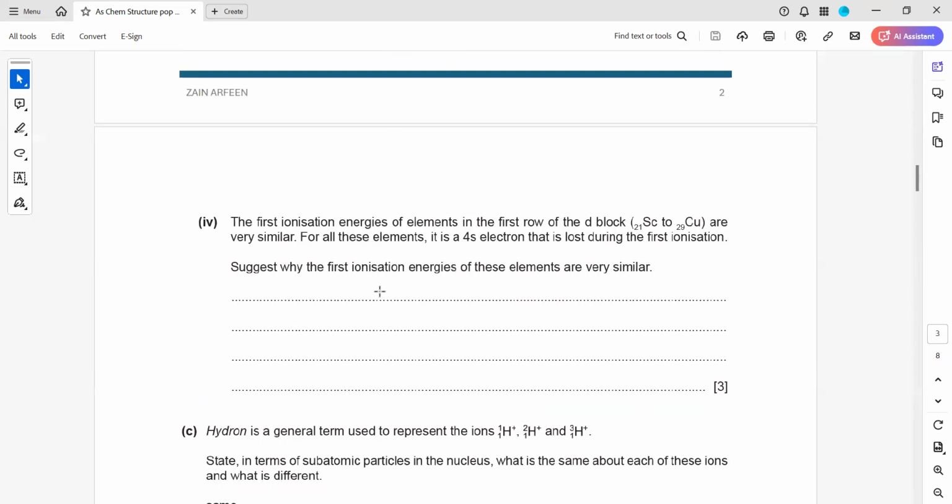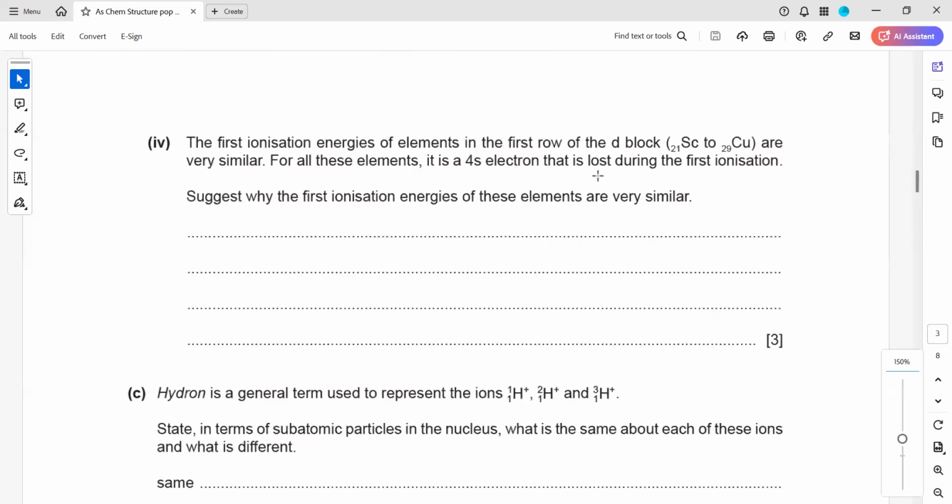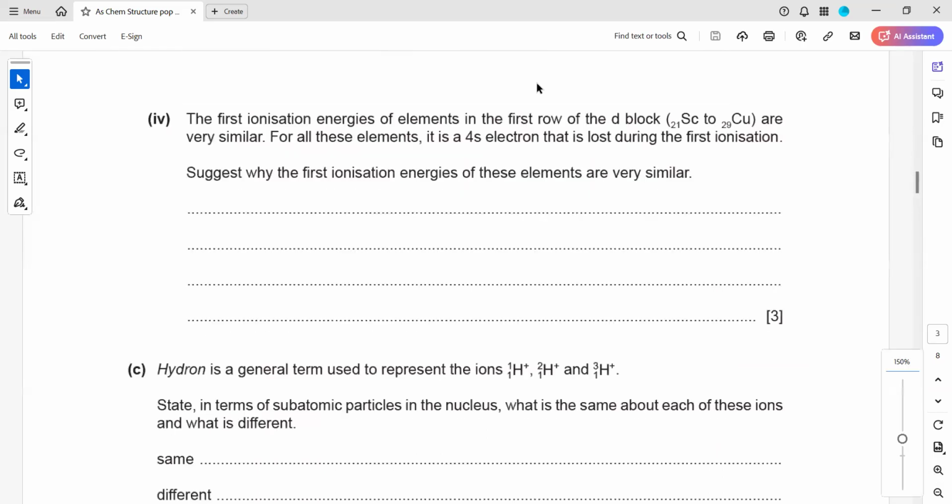In part 4, the first ionization energies of the elements in the row of the d block, from scandium till copper, are very similar. For all these elements, it is the 4s electron that is lost first. Suggest why the first ionization energies of these elements are very similar. Look, what does the ionization energy depend on? The ionization energy depends on the nuclear charge, and it also depends on the shielding effect.